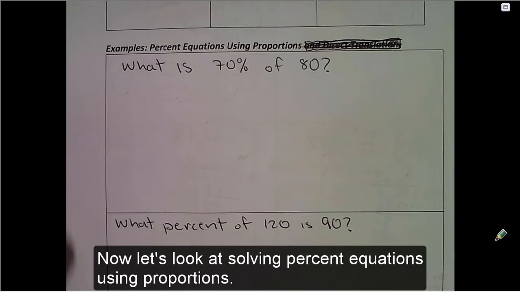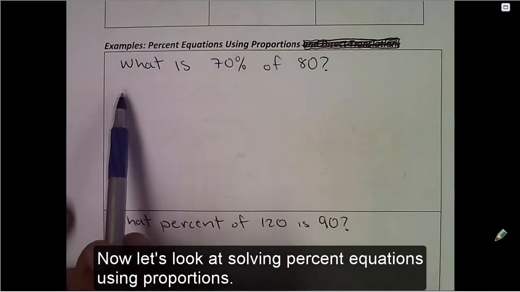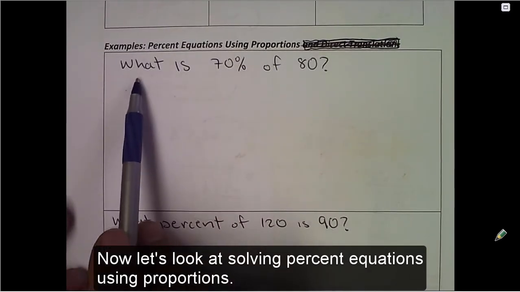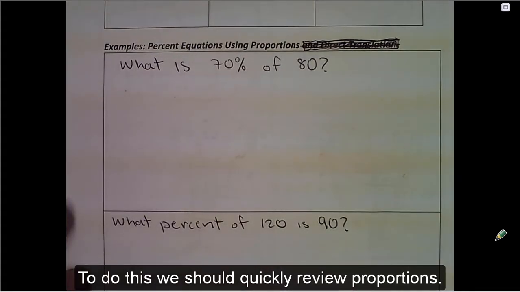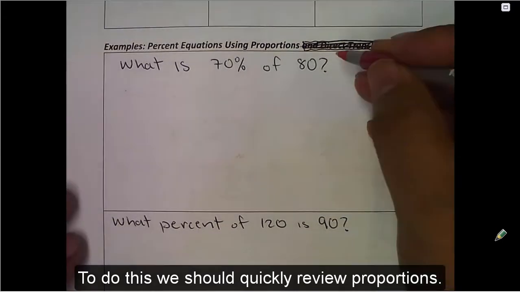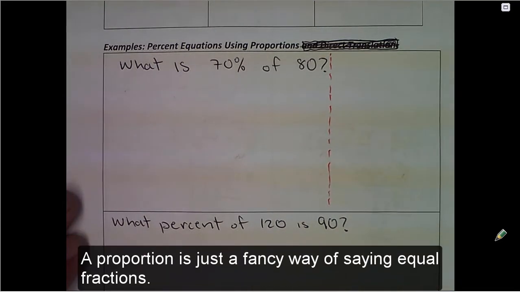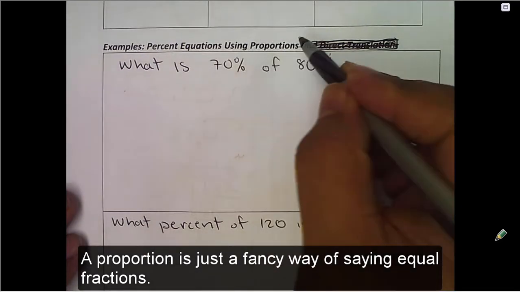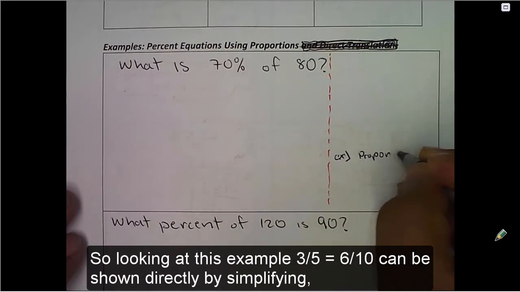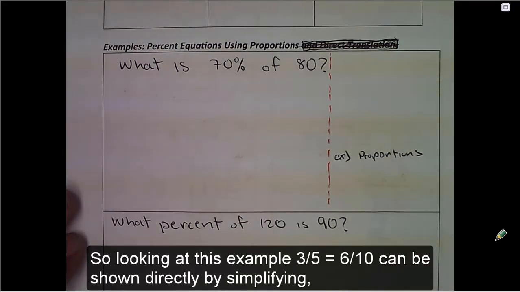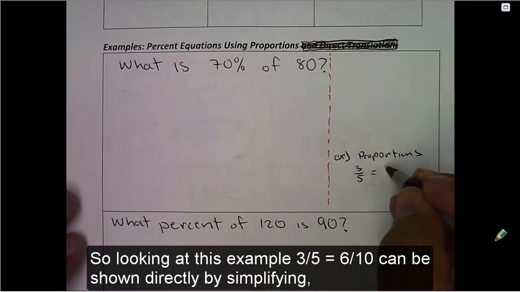Now, let's look at solving percent equations using proportions. To do this, we should quickly review proportions. A proportion is just a fancy way of saying equal fractions. So, looking at this example, 3/5 is clearly equal to 6/10.